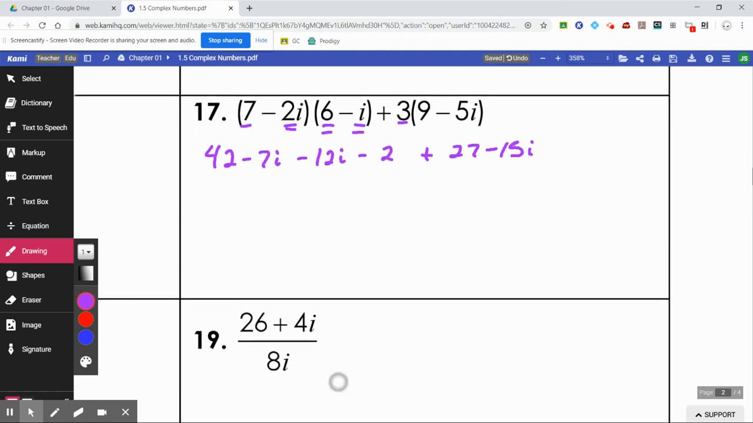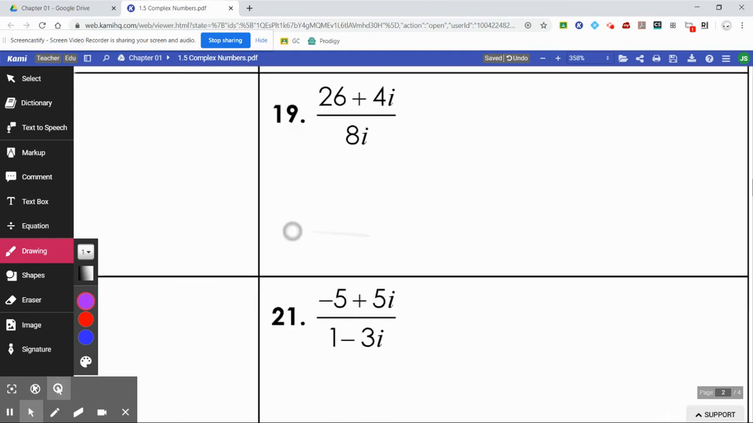Now let's combine our like terms. 42 minus 2 plus 27 would be 67. Combine your i's. -7, -12 would be -19, and -15 would be -34i.